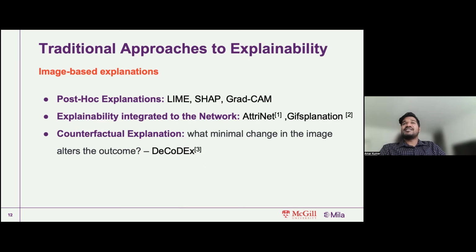Our approach asks this question: what minimal change should be made in the image such that it alters the outcome? And on this basis, we also had a previous work that was an oral at MIDL. It was called DeCoDEx, which was a classifier-guided diffusion-based explanation, where we showed that diffusion methods could be combined with any black box model, any off-the-shelf classifier, and these diffusion models could exploit the decision making process of a classifier to explain what is going on under the hood. But I'm not going into details of that work.